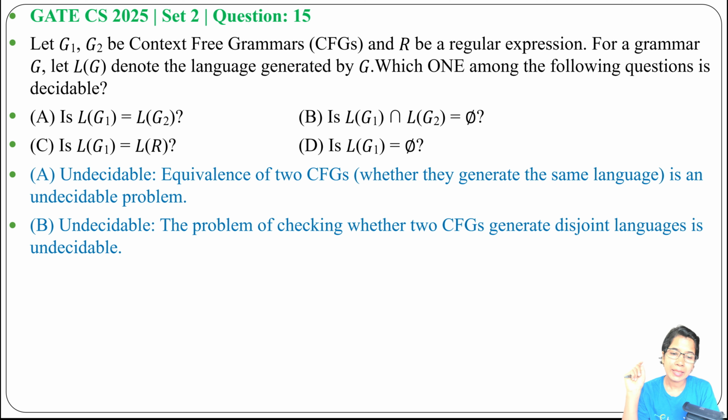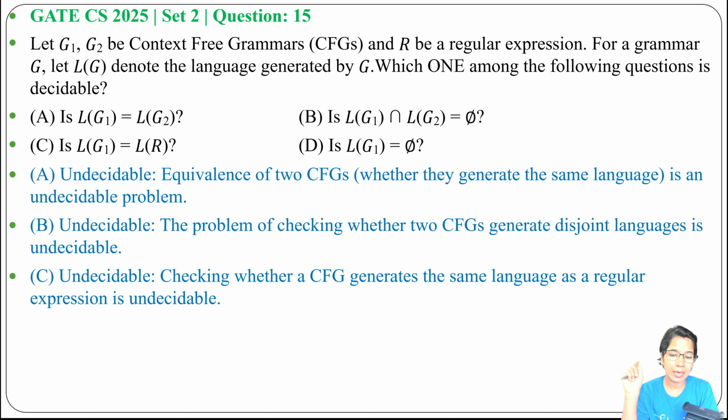Next, option C is L(G1) equals L(R). This is also undecidable. Checking whether a context-free grammar generates the same language as a regular expression is undecidable. It means one regular expression is given and one context-free grammar is given. Whether both generate the same language is undecidable. For a context-free grammar you can write the regular expression, and for a regular expression you can write the context-free grammar, but here both are given separately.